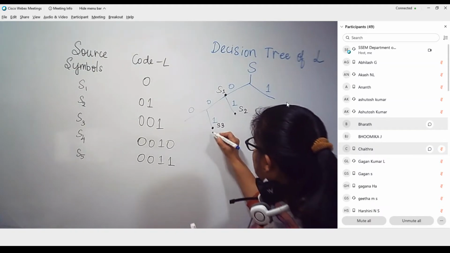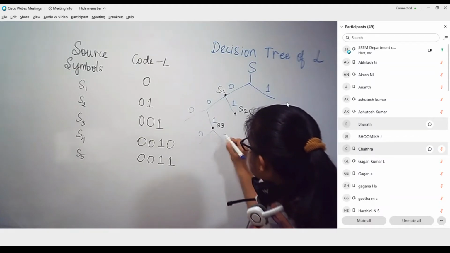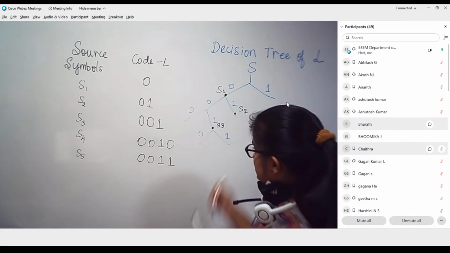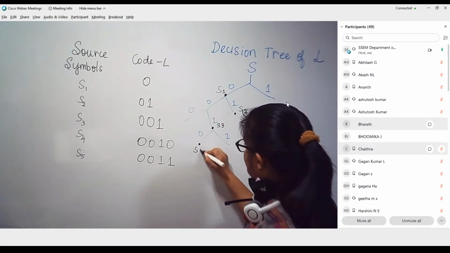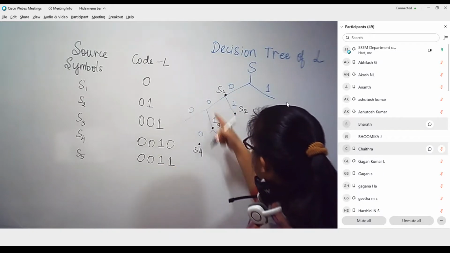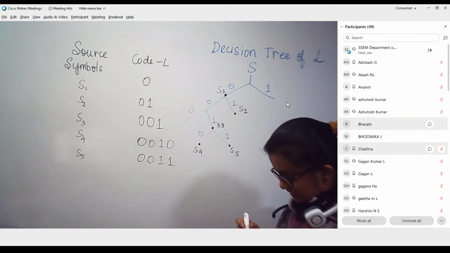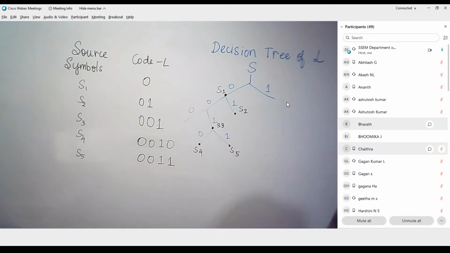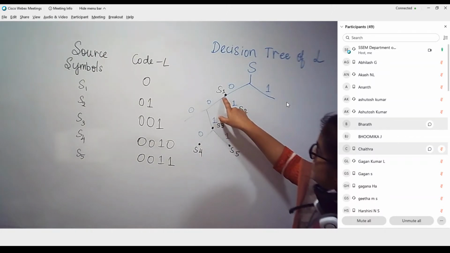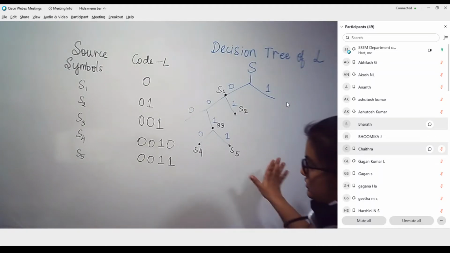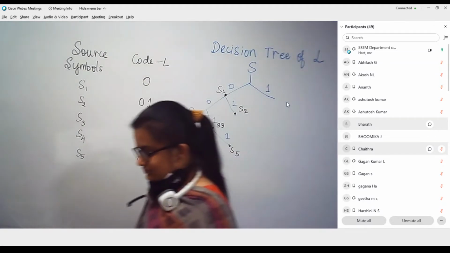Then from here I can again split it into 0 and a 1. 0, 0, 1, 0 is symbol S4. 0, 0, 1, 1 is the fifth symbol. So in this case also, some of these symbols are located at the nodes of the decision tree. That is, symbols S1 and S3 are present at the nodes of the decision tree. So please make a note of this.